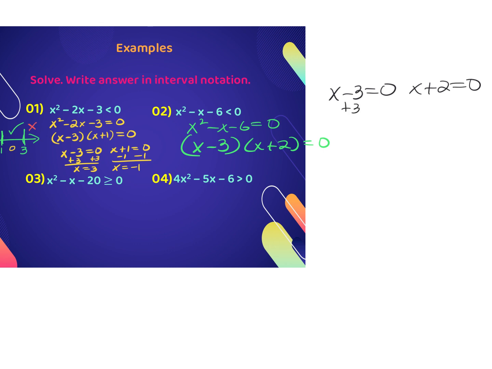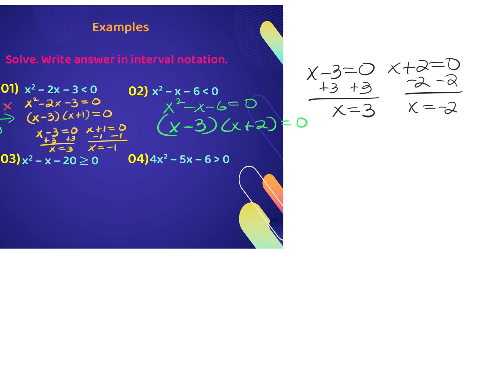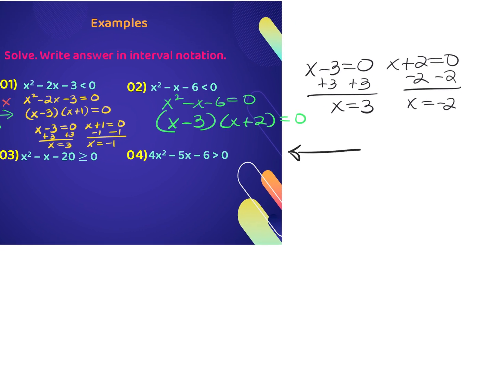I'm going to add 3. X equals +3. Subtract 2. X equals -2. Now I need to put these numbers on the number line. And again, it needs to be placed on the number line from least to greatest. So I put -2 first, and then the +3.